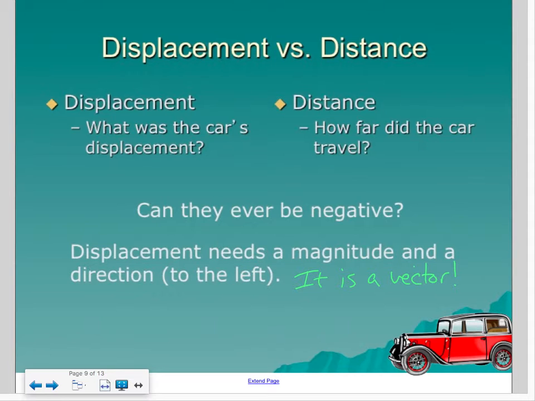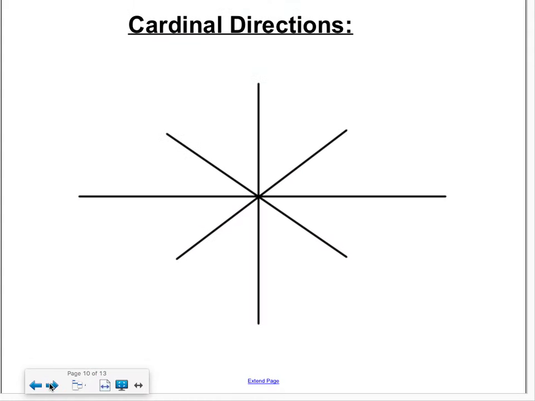There are different ways I can give you direction. I can say positive or negative. I could say left and right. I could say east and west. So there are three main ways that we can look at for giving a direction. All right, we are almost there.